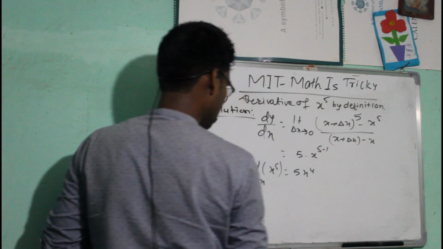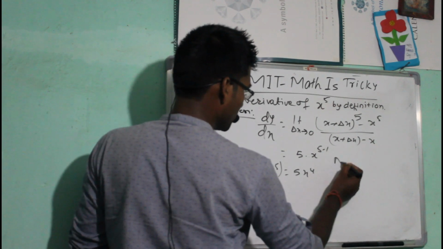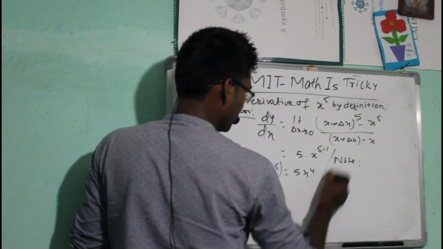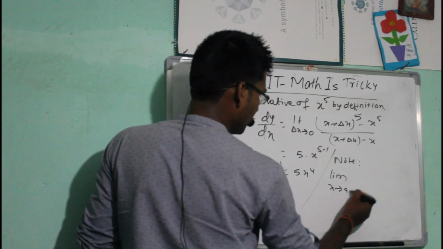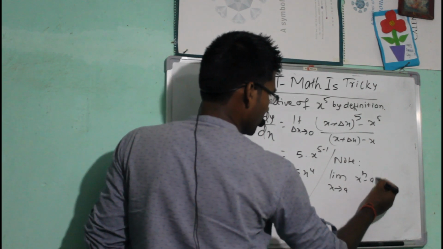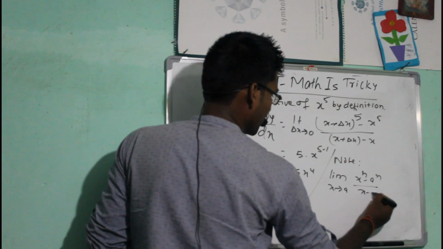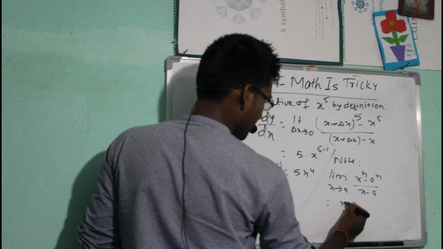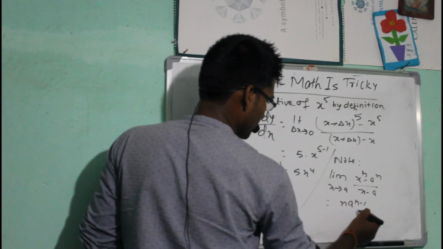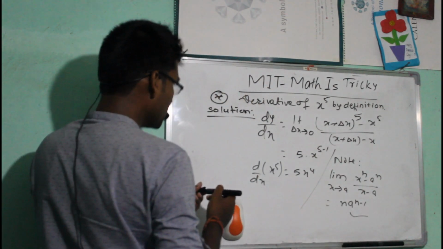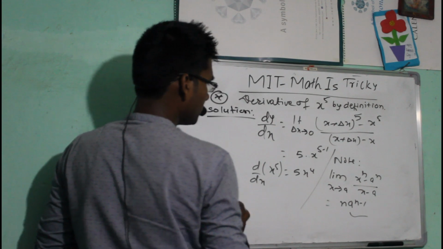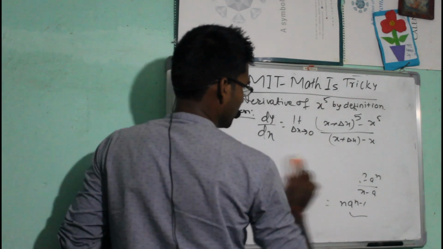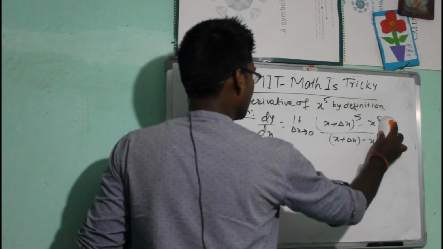So what I have done, I have used this formula. Please note it down. Limit x tends to a of (x power n minus a power n) by (x minus a) gives n times a power n minus 1. This is the formula I have used. Similarly, you can find the derivative of 3x squared and so on.